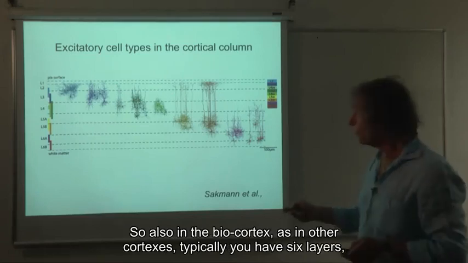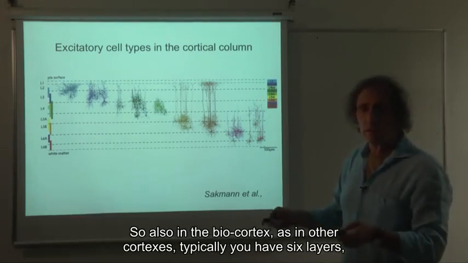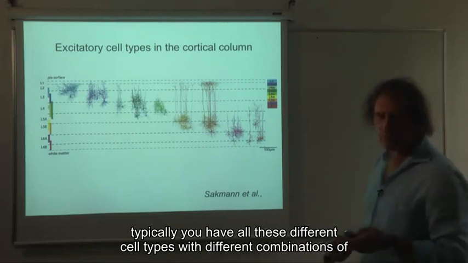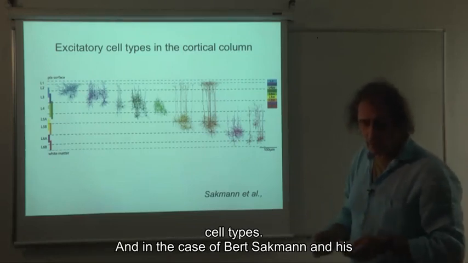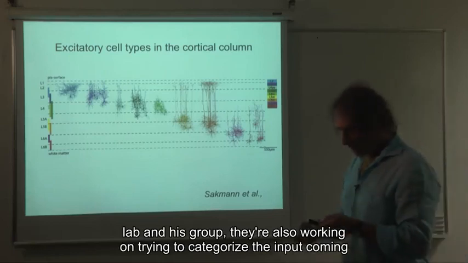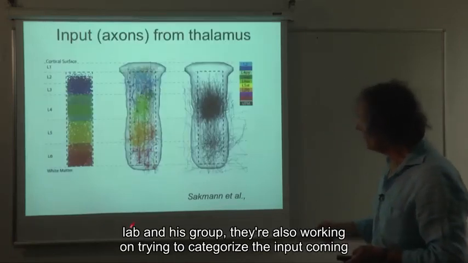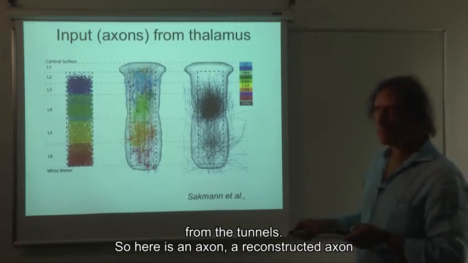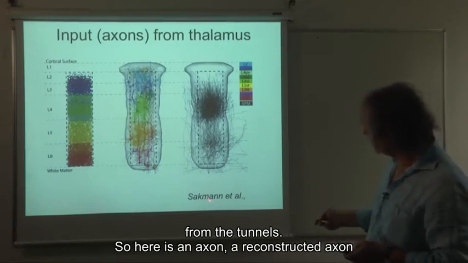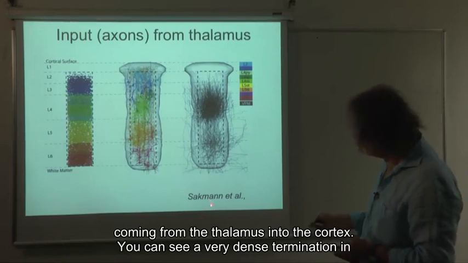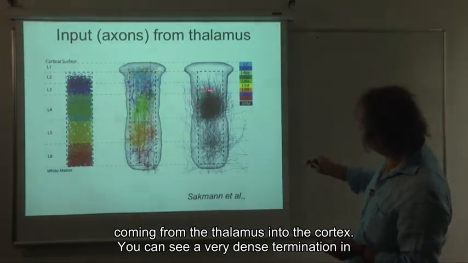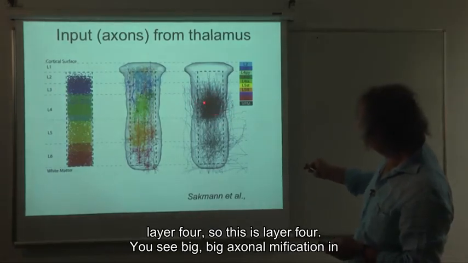Also in the barrel cortex, as in other cortices, typically you have 6 layers. Typically you have all these different cell types with different combinations of cell types. And in the case of Bert Sakmann's lab, his group is also working on characterizing the input coming from the thalamus. Here is a reconstructed axon coming from the thalamus into the cortex. You can see a very dense termination in layer 4.